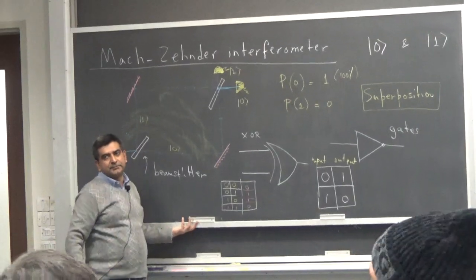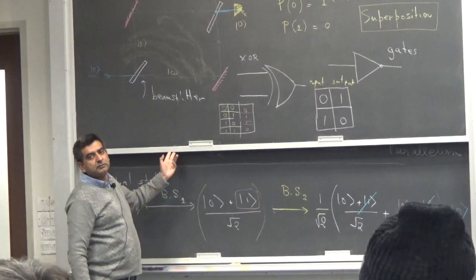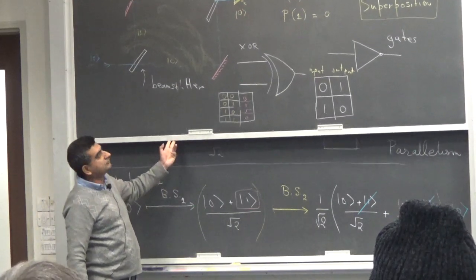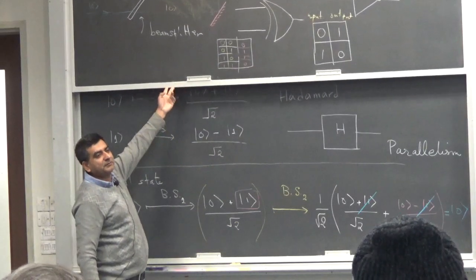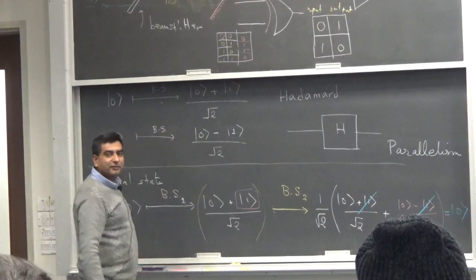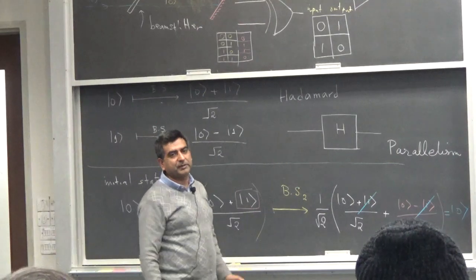Sir, you are assuming that you have a 50-50 beam splitter. So if it is not 50-50... Abdullah, can you put this as a homework problem? Okay. So if this were a 30-70 beam splitter, what would happen?